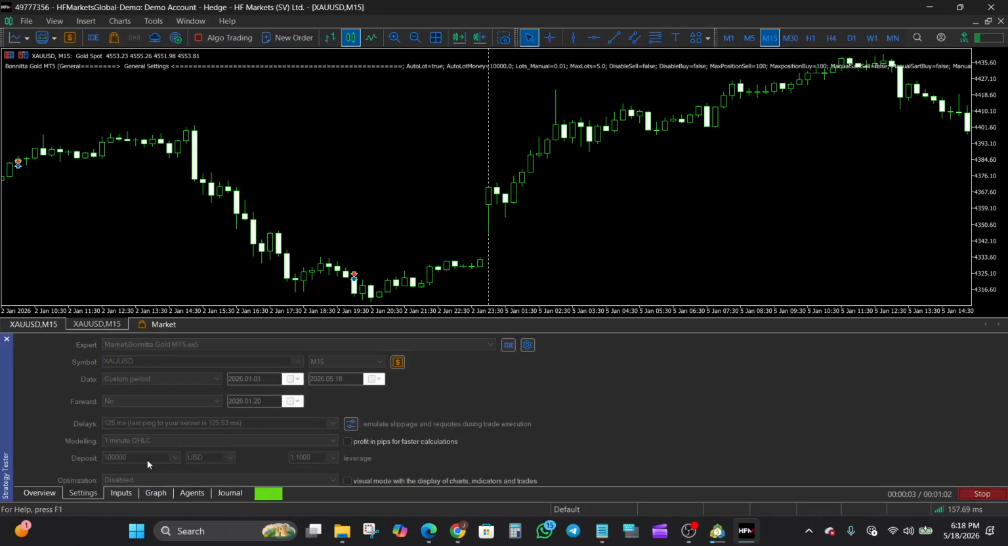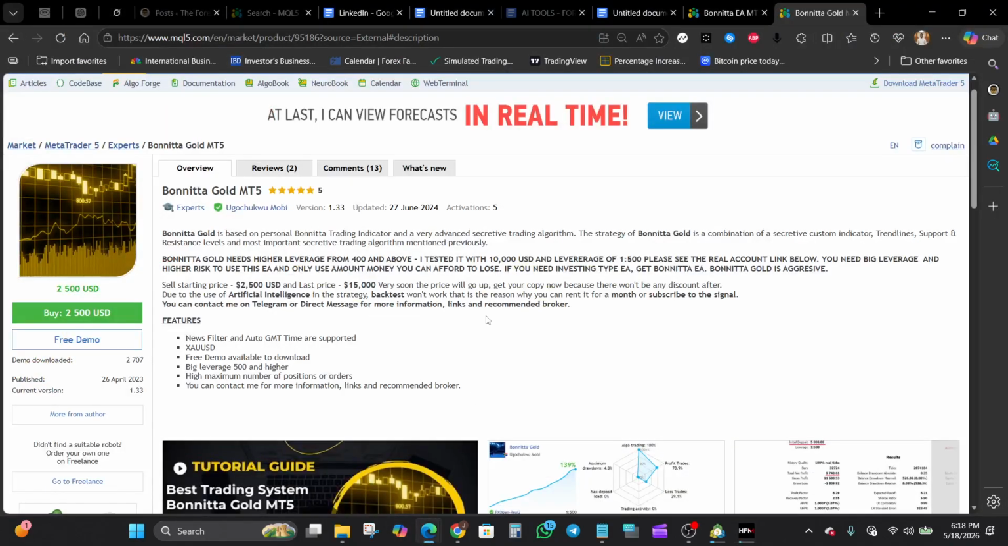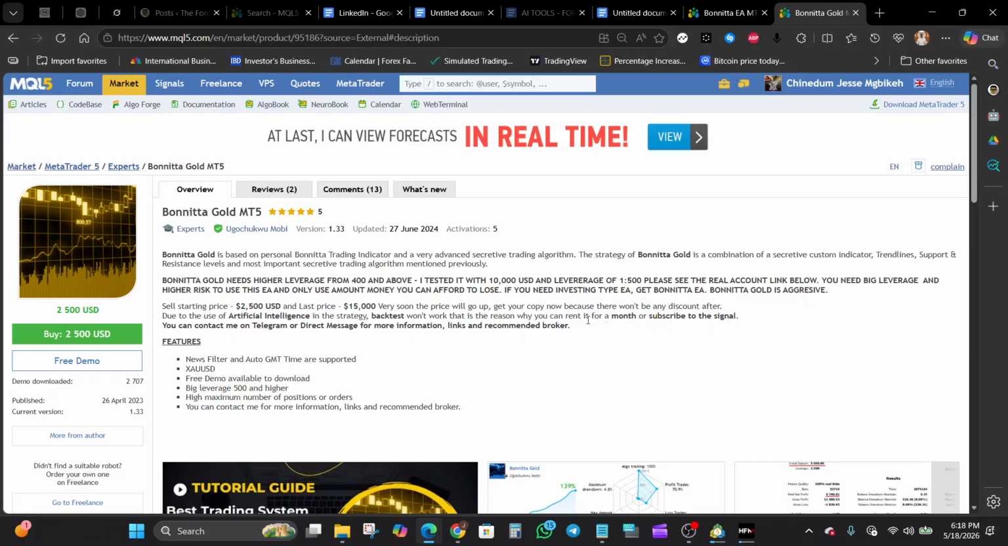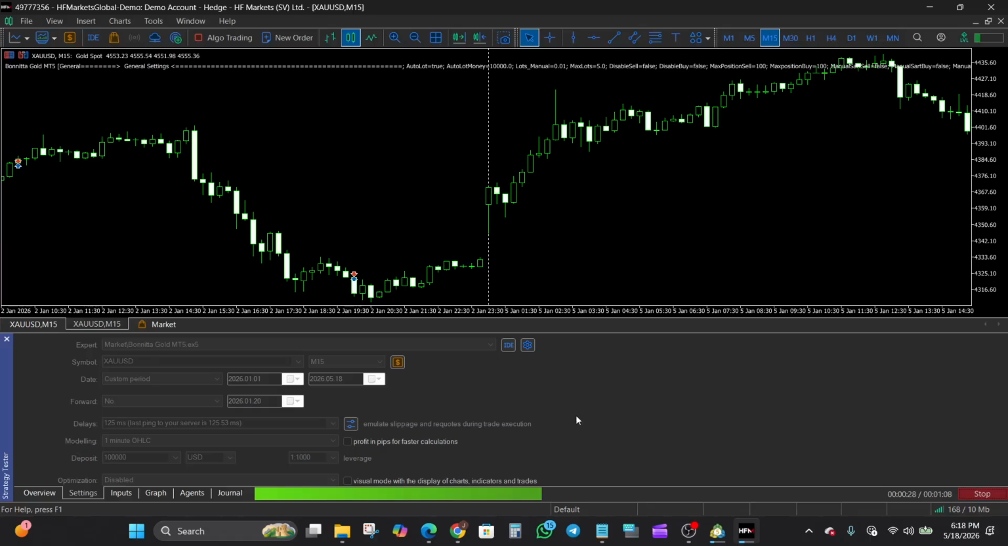We are already using the 10,000 deposit. Okay, this is even 100,000. But minimum of 10,000, right, according to what we have here. This was what was mentioned that was used to test it, so let's just use that also. All right, so we are just going to see what results we are going to get.